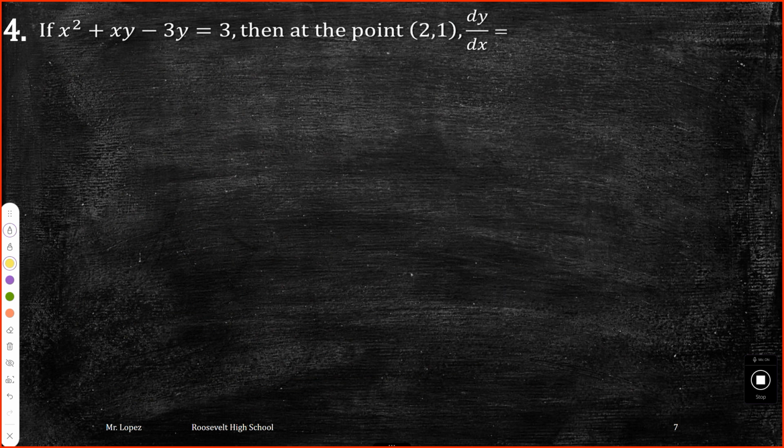Let's go to number 4 then. Let's do one by yourself. If... at the point (2, 1), dy/dx equals... It's the same kind of question as number 3, written differently, I guess.